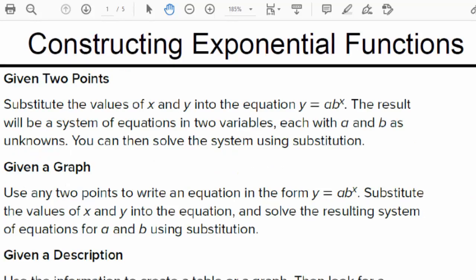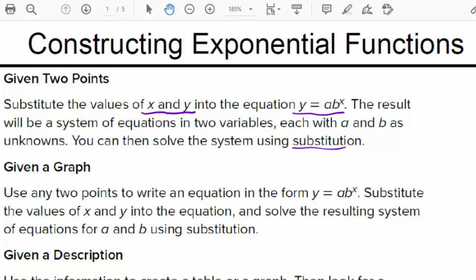Okay, so here are some of our parts that we're going to talk about. We're going to construct those functions using 2 points. So we're going to substitute the values of x and y into the equation y equals a times b to the x. The result will be a system of equations in 2 variables, each with an a and a b as unknowns. You can then solve the system using substitution.